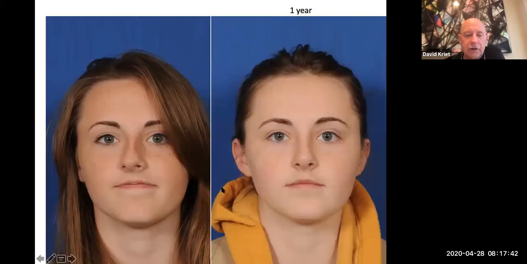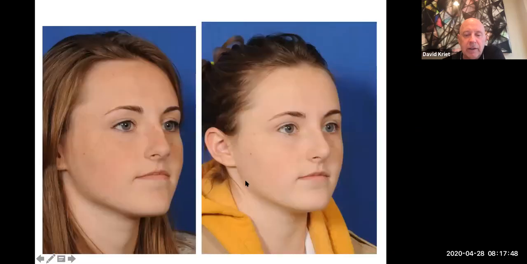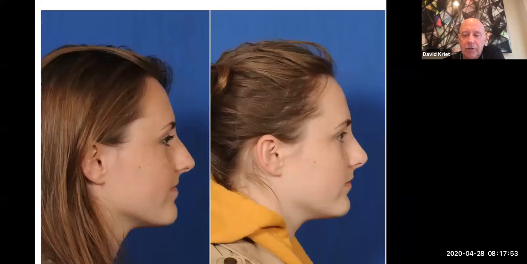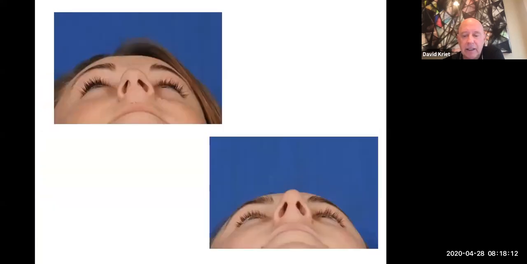And so here she is post-op. You can see that we've evened out the sidewalls quite a bit. We've added a little bit of width through the middle vault. Here she is on three-quarter view, a little bit of refinement in the profile. And again, there you can see the profile view. So strategically using these osteotomies really helps to improve your treatment of the crooked nose or the traumatized nose in a secondary fashion. And there's just her base view.